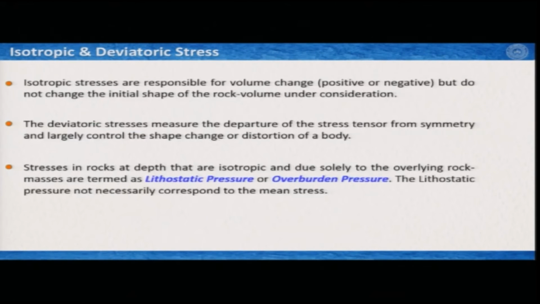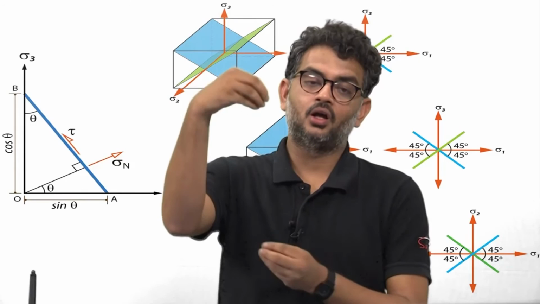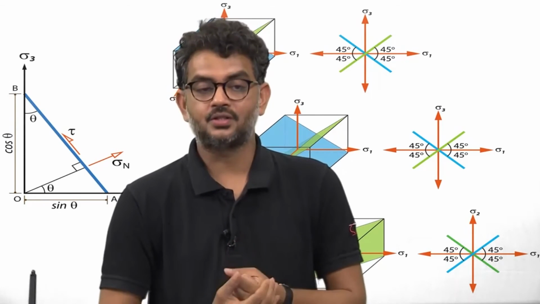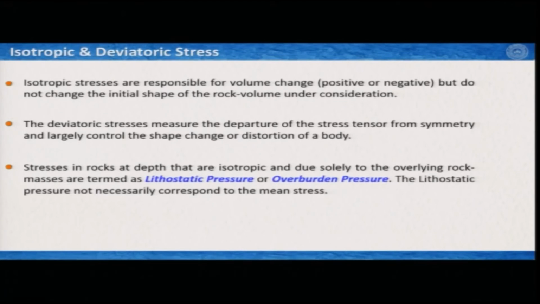So, what are the meanings of isotropic and deviatoric stresses? Now, with isotropic stresses, as you can understand, all the magnitudes are equal. Therefore, isotropic stresses are mostly responsible for the volume change. It could be positive or negative depending on the direction it is working, but it does not change the initial shape of the rock volume under consideration. The deviatoric stress, on the other hand, measures the departure of the stress tensor from symmetry, which means it does not consider the symmetric part of it. Therefore, the deviatoric stress is responsible for the strain or distortion of the body, and it changes the shape of the body.